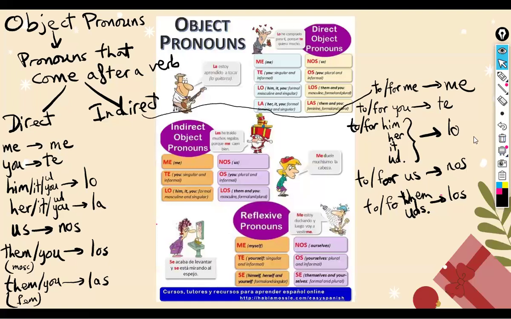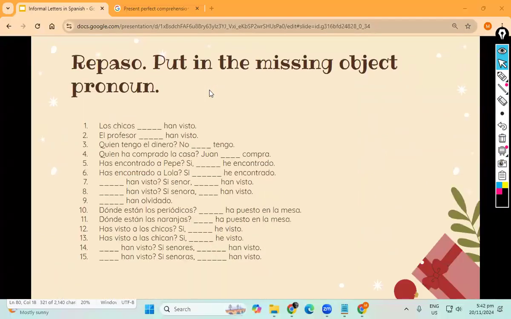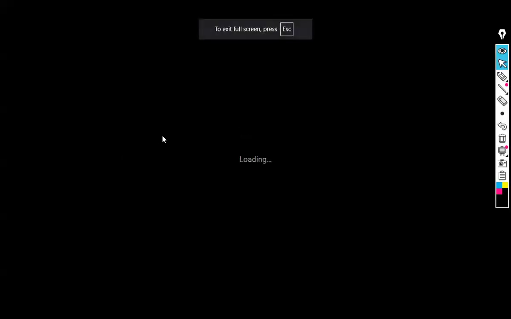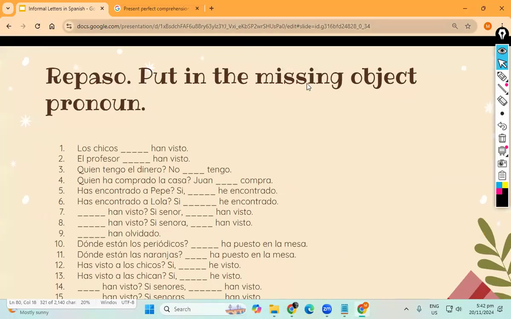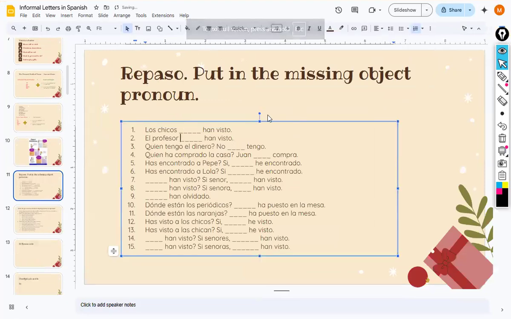Okay, the next thing is an exercise where we're going to practice putting in direct object pronouns, right? I'm going to come out of slideshow mode so we can type in answers as we do that. A couple of places we will have to add accents, and question marks.